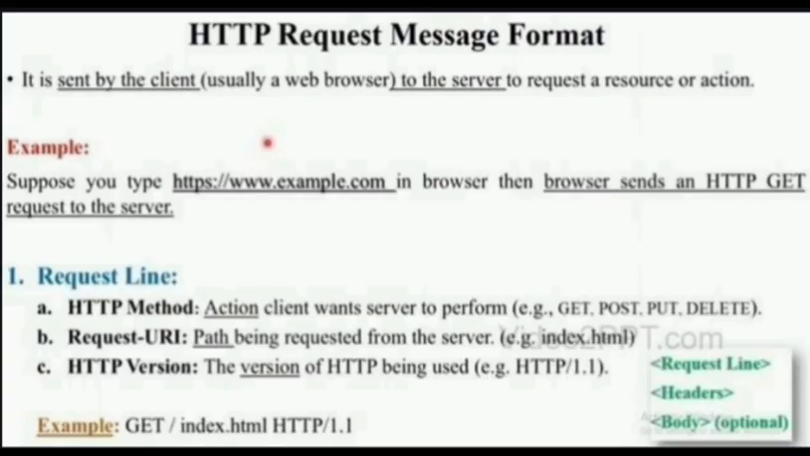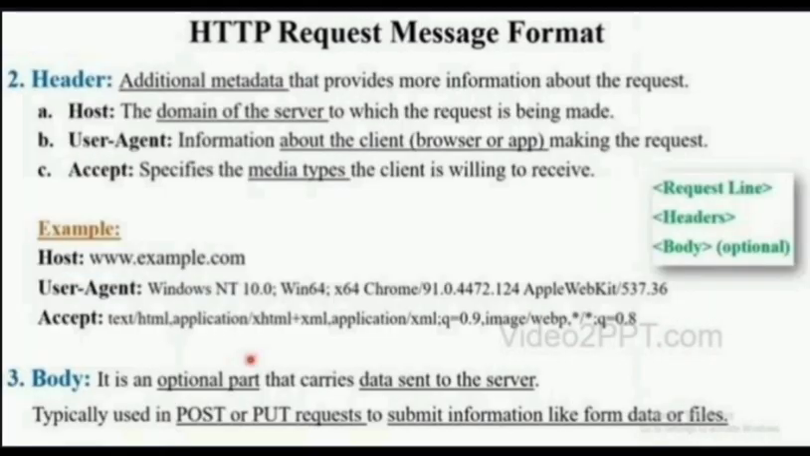Request URI. This is the specific path being requested from the server. For example, index.html. HTTP version. This indicates the version of HTTP being used by the client, such as HTTP/1.1. Example of request line: GET /index.html HTTP/1.1. We move to the next component, the header and the optional body.